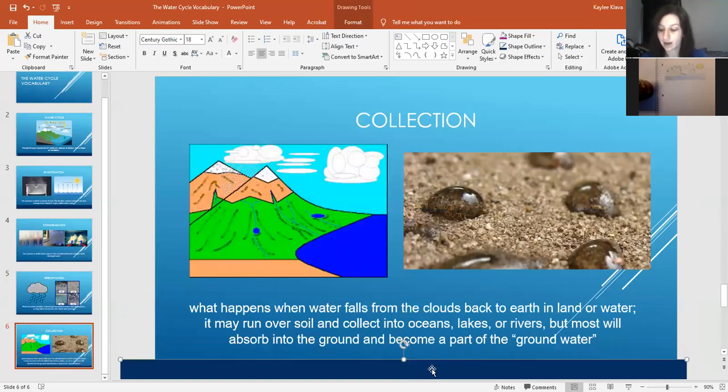Collection is what happens when water falls from the clouds back to the earth in land or water. It may run over the soil and collect into oceans, lakes, or rivers, but most will absorb into the ground and become part of the groundwater. Take a minute to copy this definition or make your own in your journal.